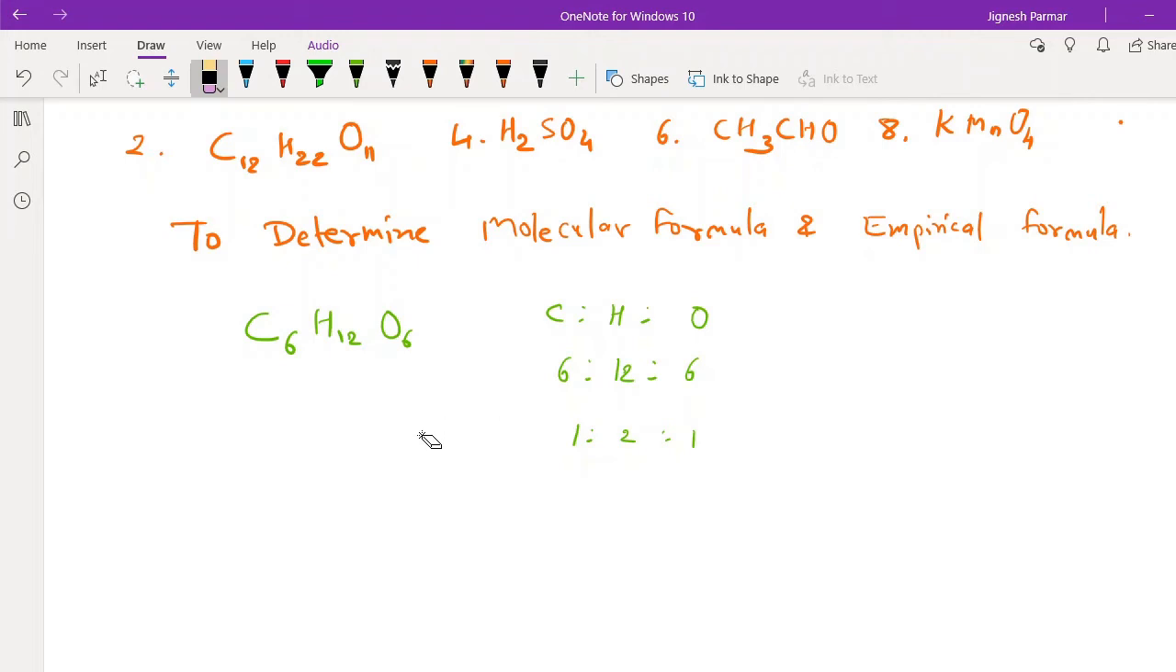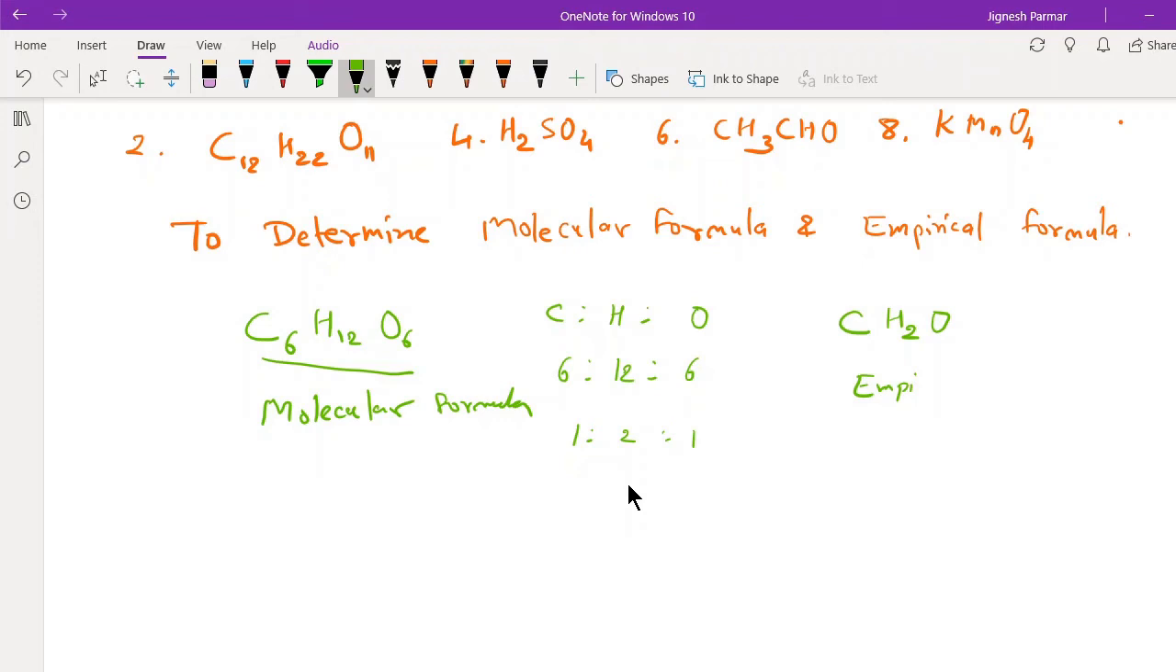So guys, you can see very clearly carbon has 6, hydrogen 12 and oxygen 6. I get a simplest form, and when I write down this simplest form, CH2O. Now this is my exact formula, which is called a molecular formula. And this is my empirical formula.